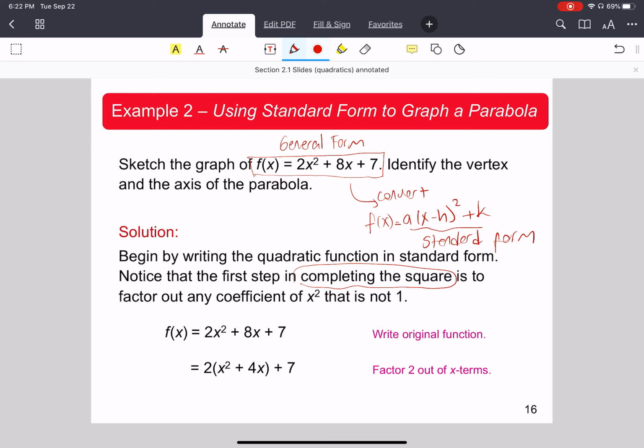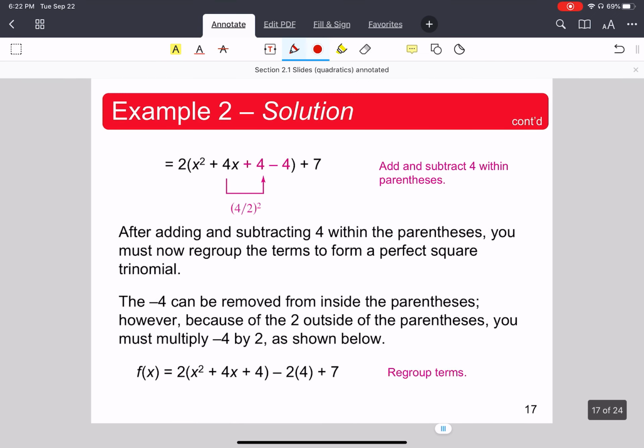The way we do that is, I'm going to do it step by step. So we write out the original equation. Then we factor out the 2 from the x terms because we want x squared to have a coefficient of 1. We just want to isolate the x squared term. So we take out the 2. It'll look like 2 parentheses x squared plus 4x. We divide this because now we're multiplying that by 2. The next thing we're going to do is add and subtract 4 within the parentheses.